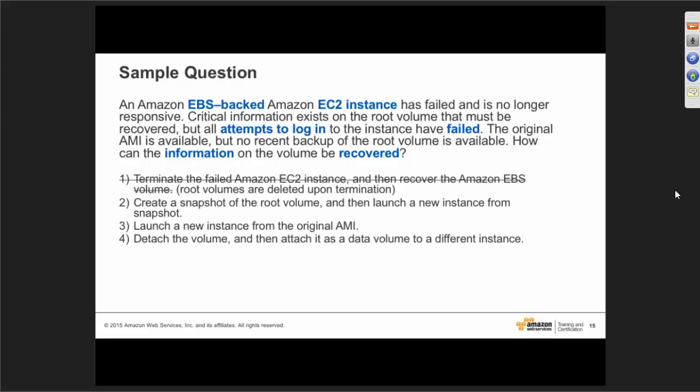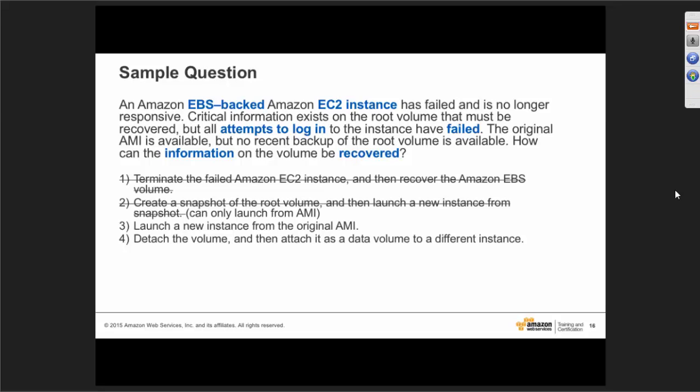Number 2 says create a snapshot of the root volume and then launch a new instance from the snapshot. It sounds like it should be right, but it is also incorrect. There's a very subtle distinction in here because you don't launch instances from snapshots, you launch them from AMIs. If you created an AMI from that snapshot, possibly you could launch it, but it's very likely, because it is just a snapshot of the data, that it's the same data, so launching it will have the same issue. So 2 is also incorrect.